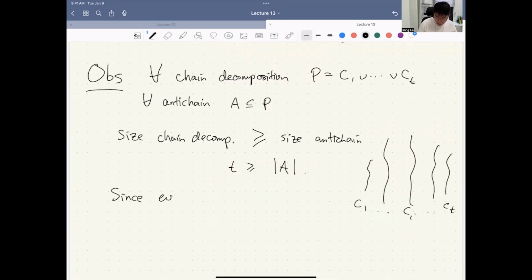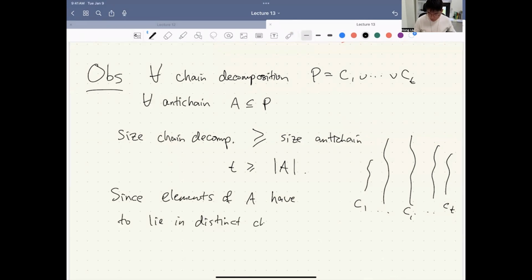Since elements of A have to lie in distinct chains in any chain decomposition. A simple observation. Very good.